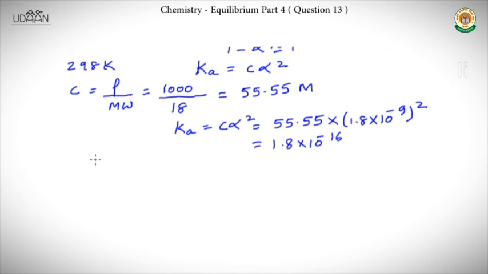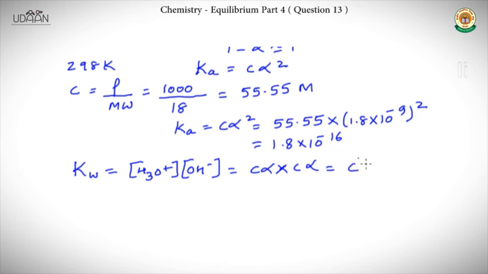Now we come to the next part. We need to find the ionic product of water, Kw. It is given by hydronium ion concentration times OH minus ion concentration. That's right, so we can simply substitute the values. The concentrations are C alpha each, so Kw is C square alpha square.